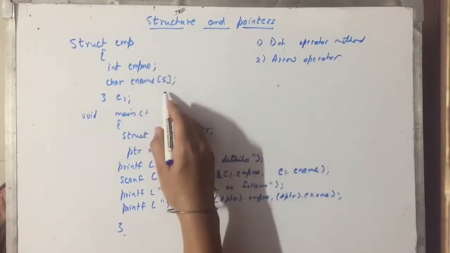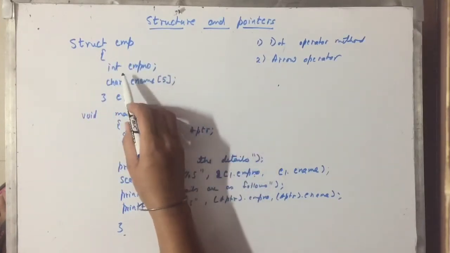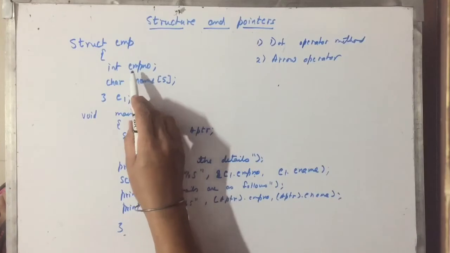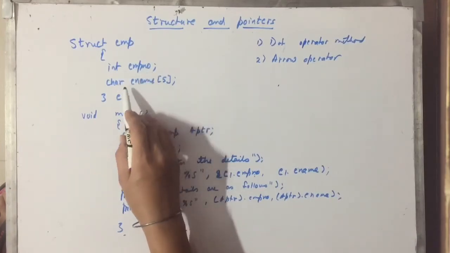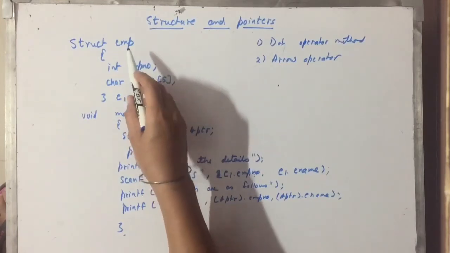I've taken an example which I have already been using in the previous videos, struct emp, that is struct employee. It has two member variables, int empno, the employee number, and char ename, which is an array of 5 characters.